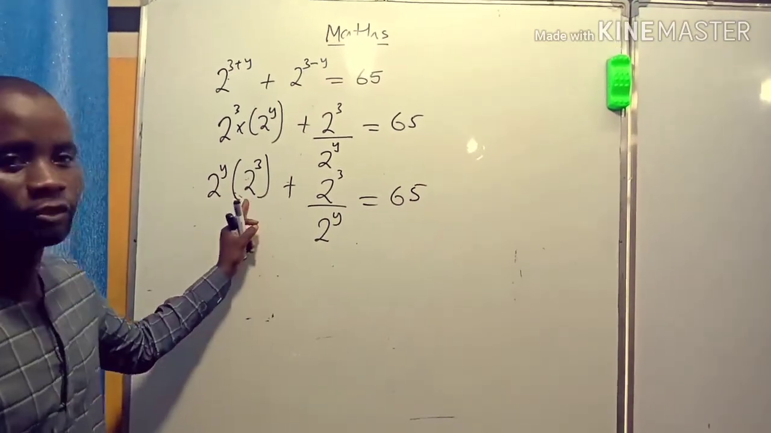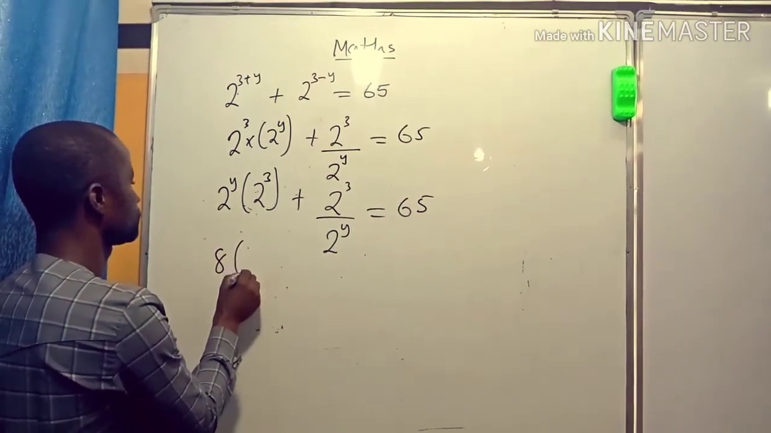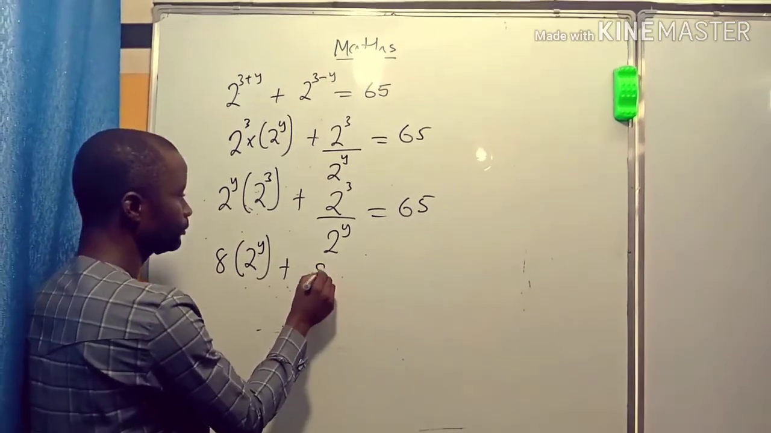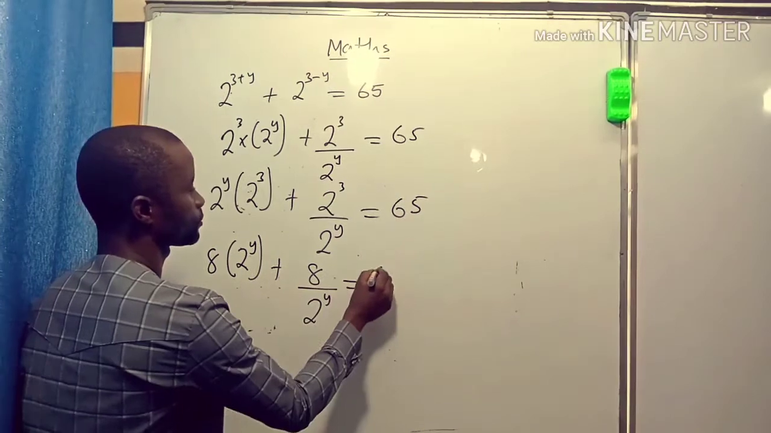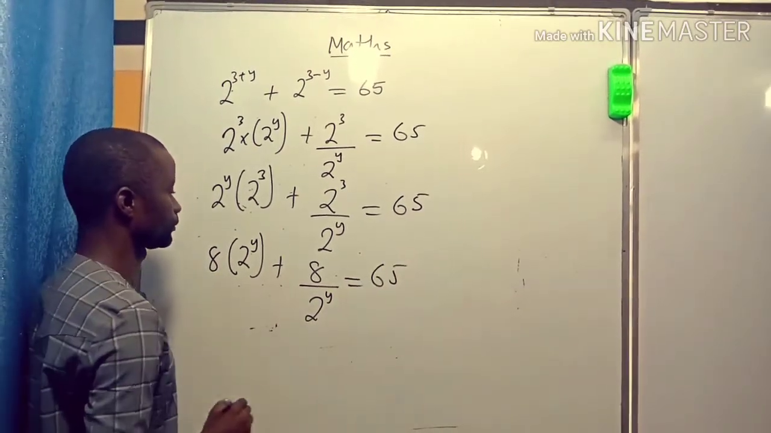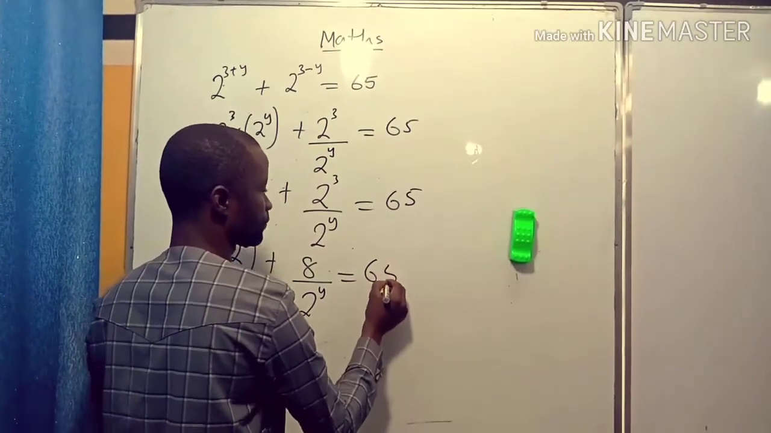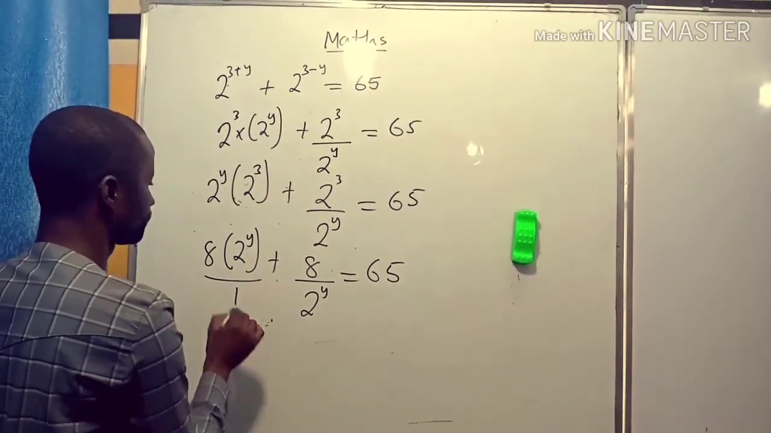Now what is 2^3? 2^3 is 8. That gives 8 × 2^y + 8 / 2^y = 65. Now let's find the LCM.